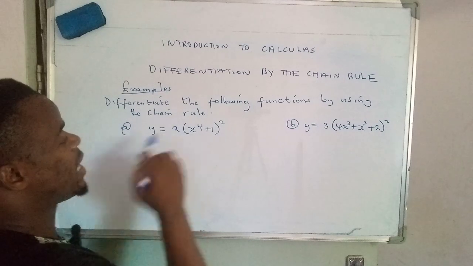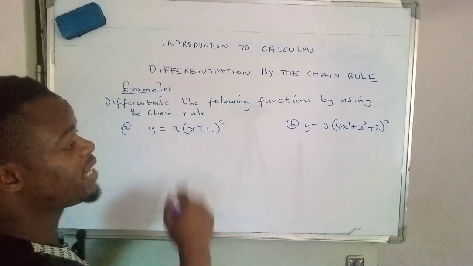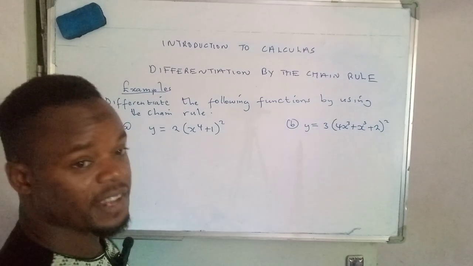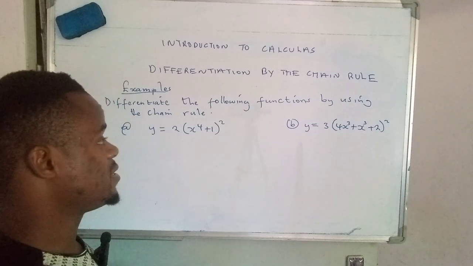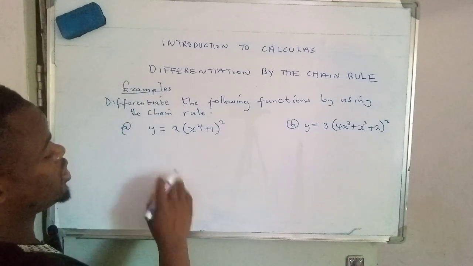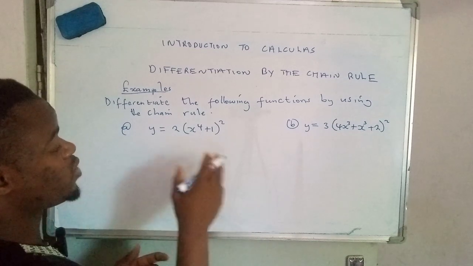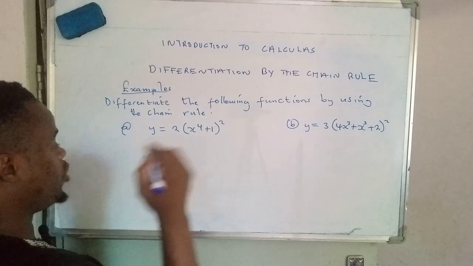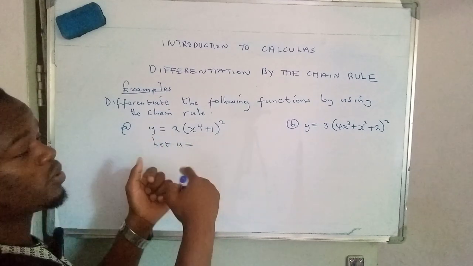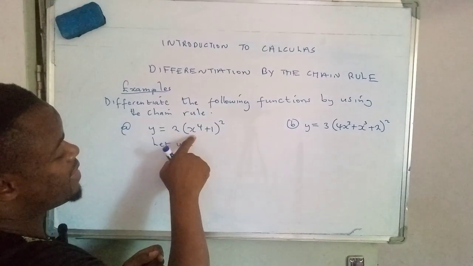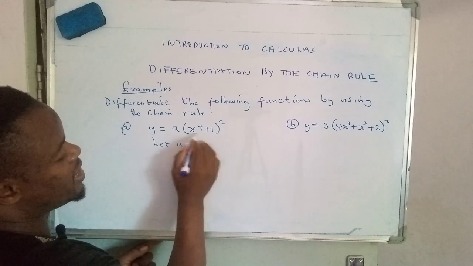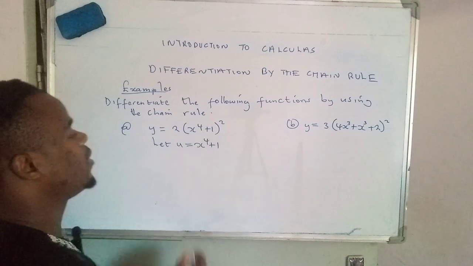So now we have an outside function and an inside function. Equally, in the second example, we have an outside function and an inside function. When resolving this, this is how you go about it. There are two functions here. You have to let one of the functions be u. Because this is a composite function, we'll let the inside function equal u. What is on the inside? That's x raised to the power 4 plus 1.